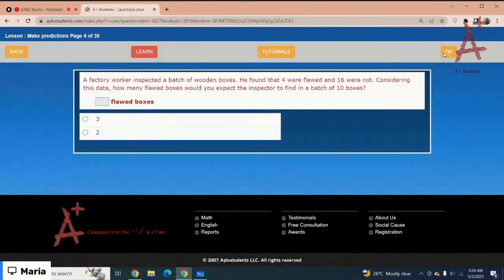A factory worker inspected a batch of wooden boxes. They found that 4 were flawed and 16 were not. Considering the data, how many flawed boxes would you expect the inspector to find in 10 boxes? Like out of the 16, 4 were flawed. Got it? That means out of the 10, 2 would be flawed. Correct option is 2. You're just predicting the answers, guessing the answers. It would be just 2.